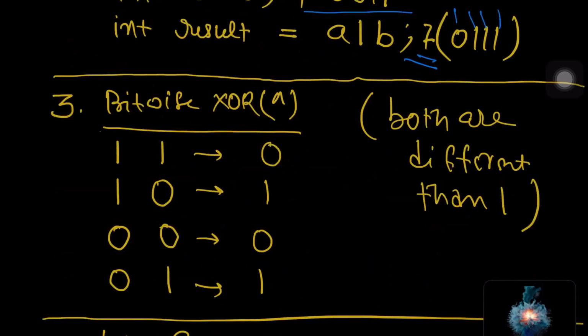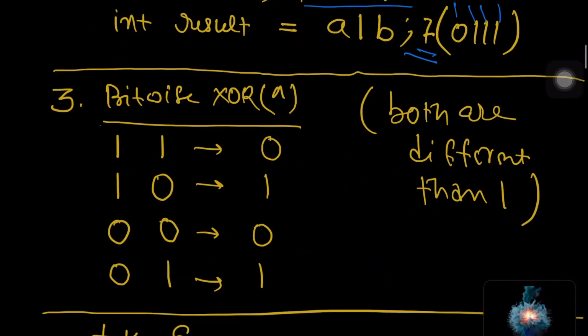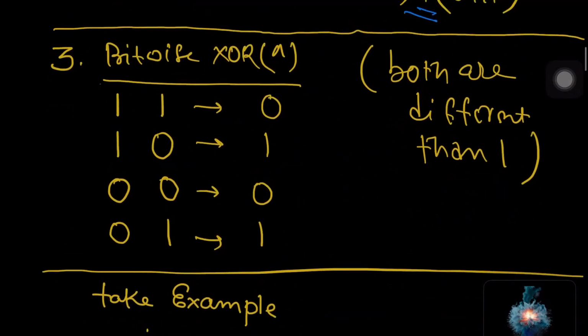Now we have bitwise XOR. For bitwise XOR, you always remember, if both bits are different, then you will get 1. Otherwise, you will get 0. So if 1 and 1, true, true, then 0. 1 and 0, both are different, then you will get 1. That is the bitwise XOR operator. Remember it.